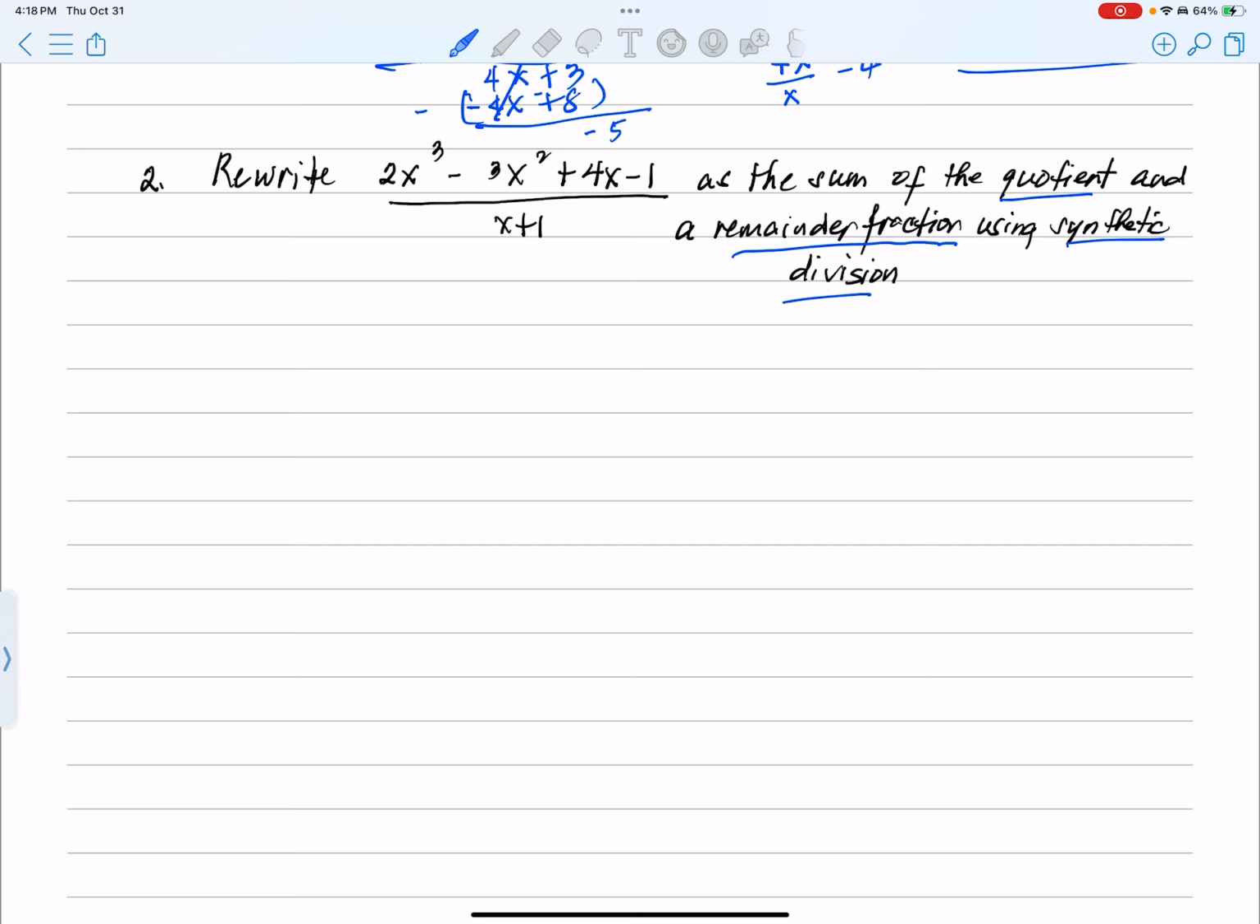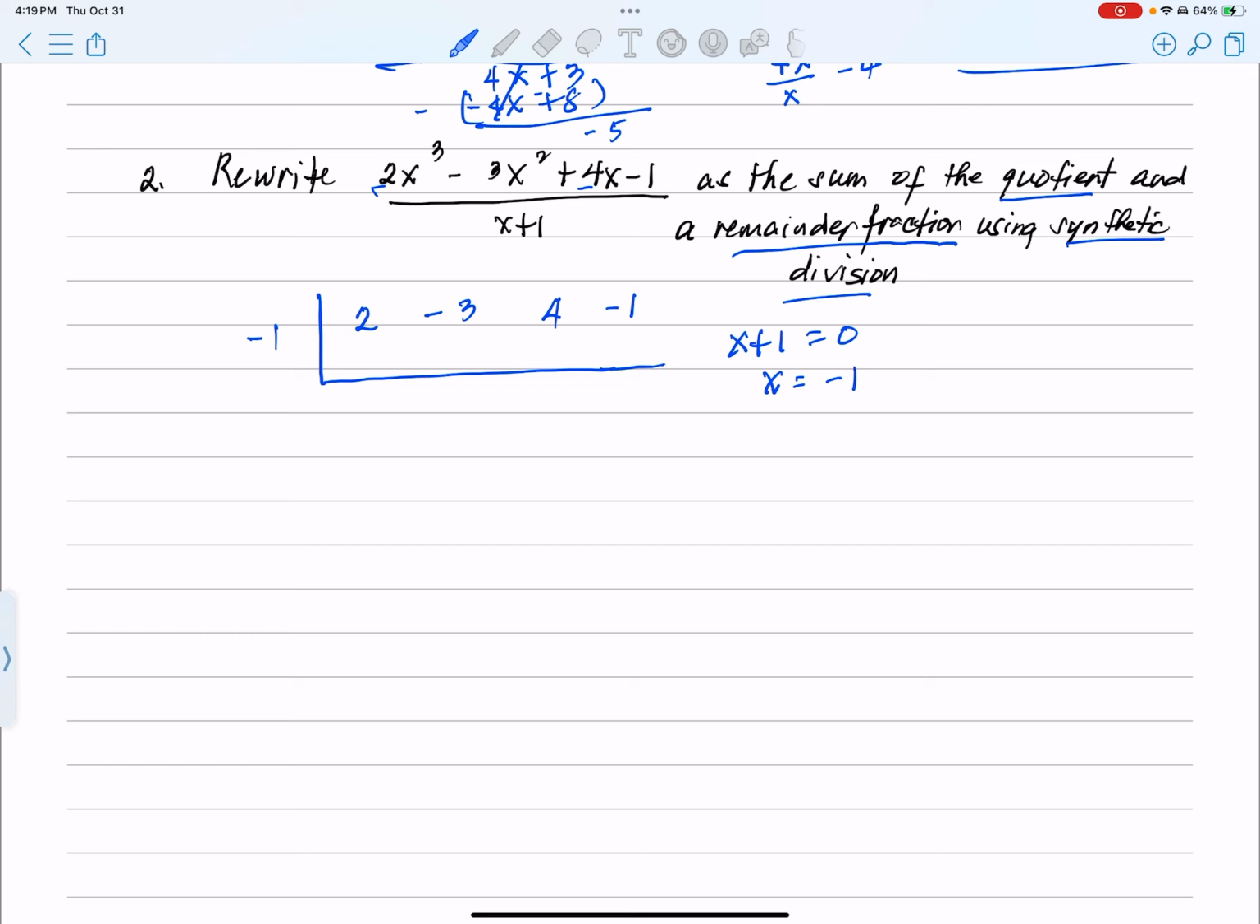So we invert the division table. We have to get our divisor, like x plus 1 equals 0. Then x will be negative 1 here. So how are we going to list down our coefficients? 2, then negative 3, then 4, then negative 1.